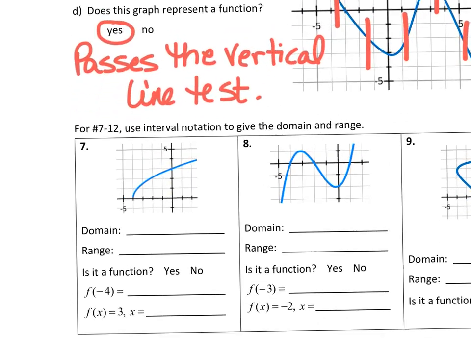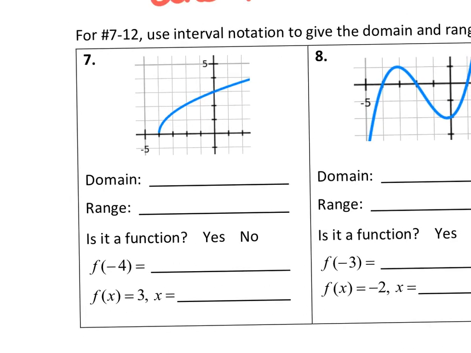Number 7. We're given this graph and we're asked to find the domain and the range. So the domain, remember, is all the x values. And you want to think about it from left to right. What's the leftmost x value on this graph?